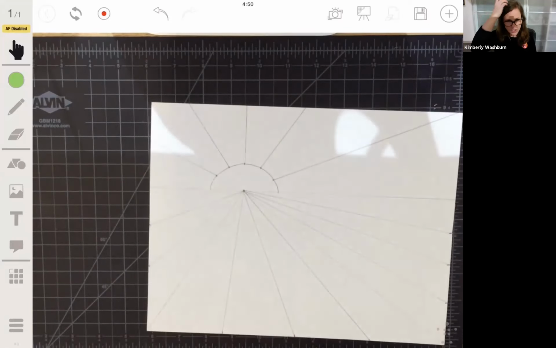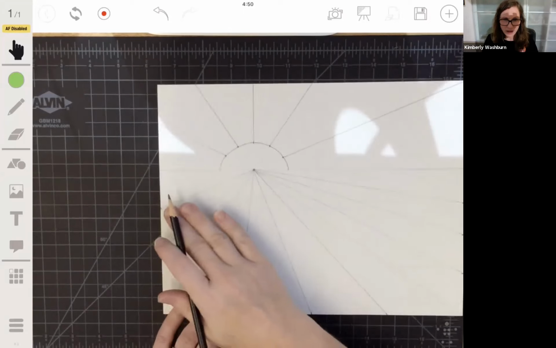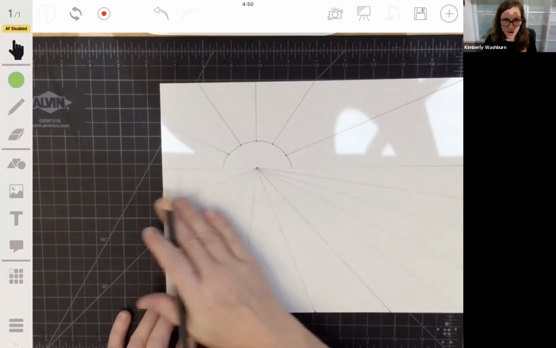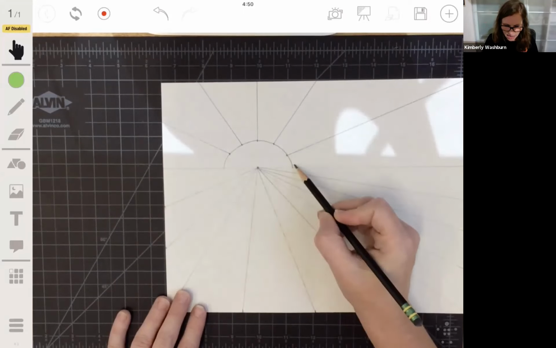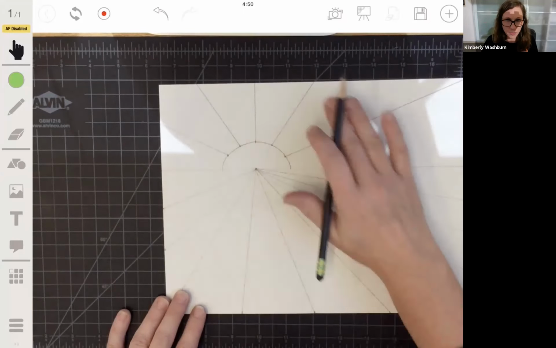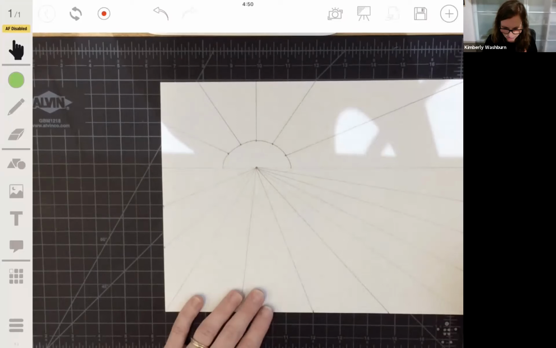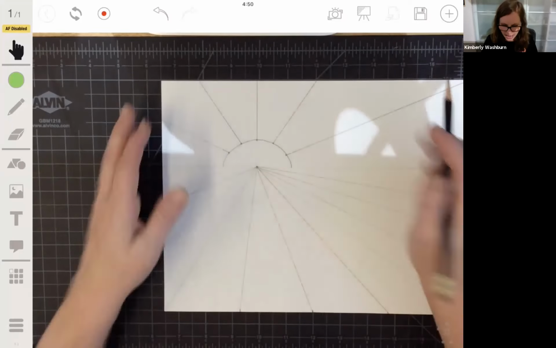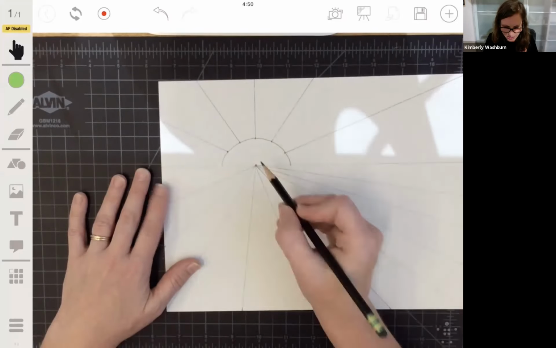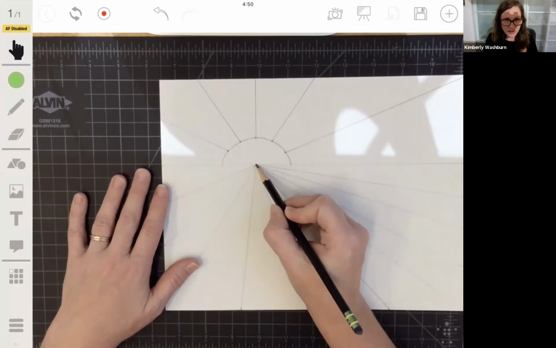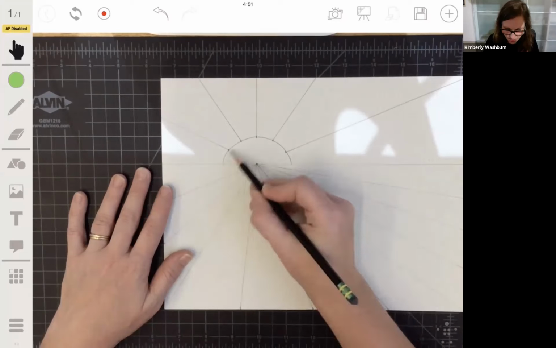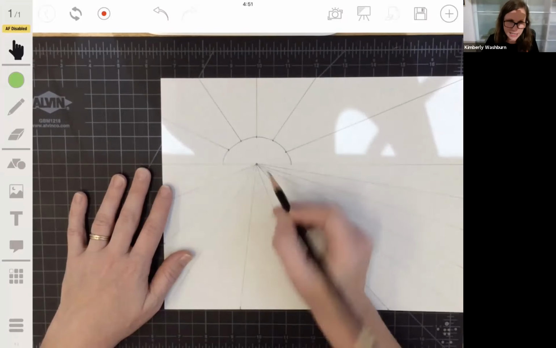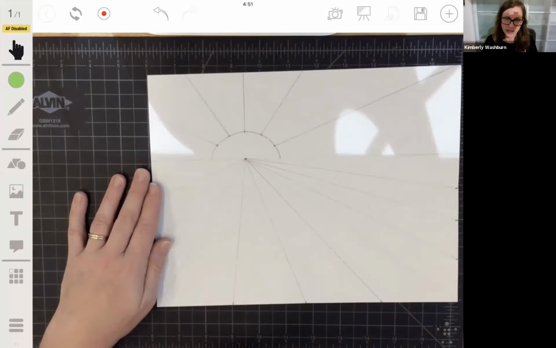Okay, so now I have a farm scene. I have my farm rows, and I have my sunshine, and I have my rays of sunshine going up. And all of these lines would connect with my vanishing point. Every line I've drawn, other than this half circle, connects with the vanishing point.